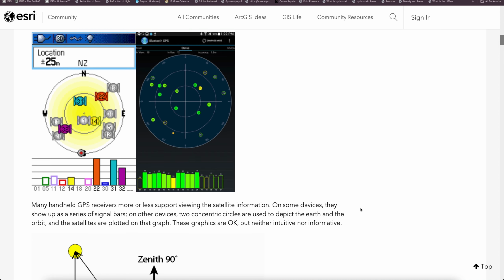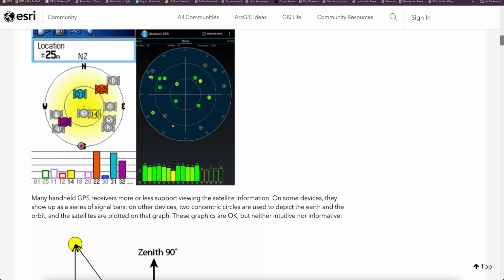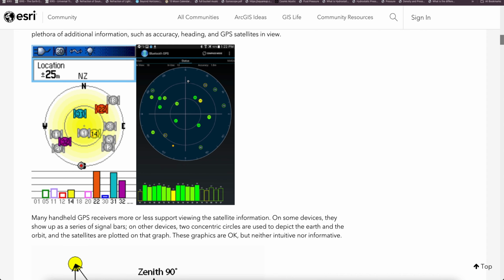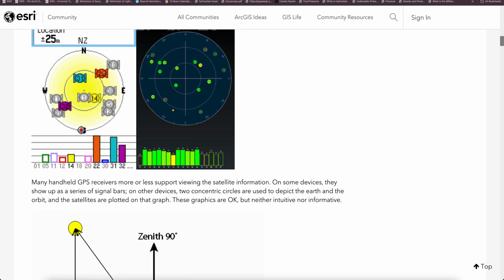Now, some of these are off of phones and different things, but the point is that they have sky plots, right? They have to know, right? These are called sky plots. This is supposed to show, let's say this is the receiver, where the satellites are in relation to the receiver, kind of thing.